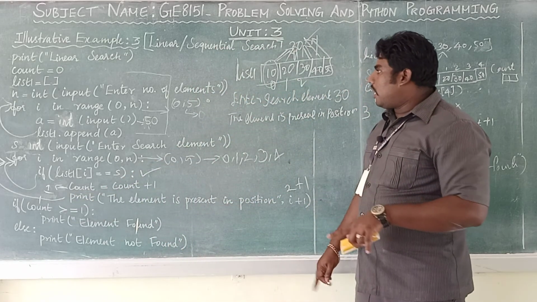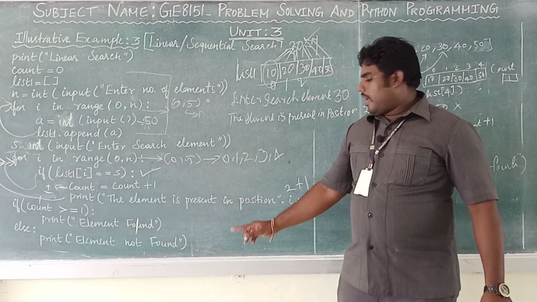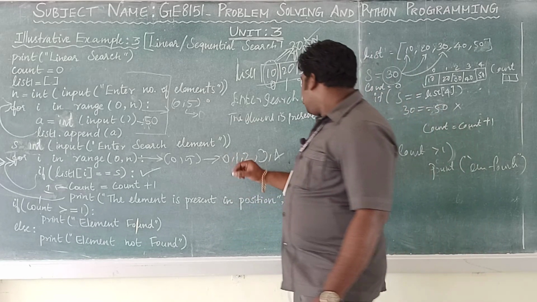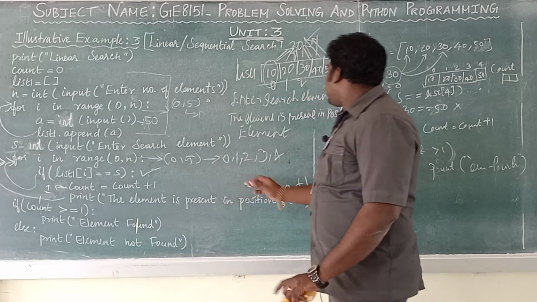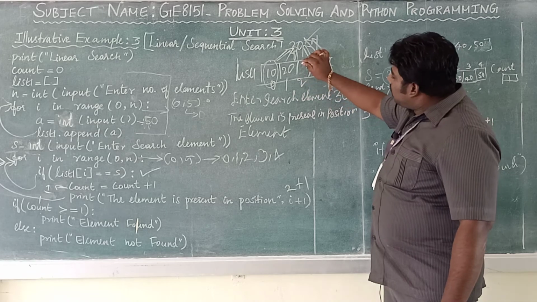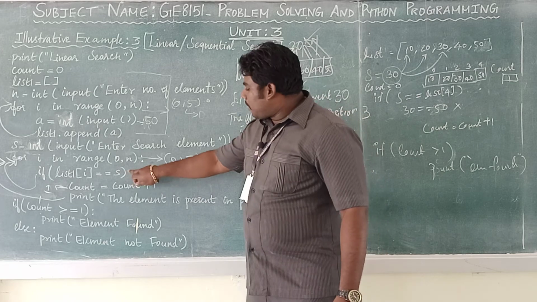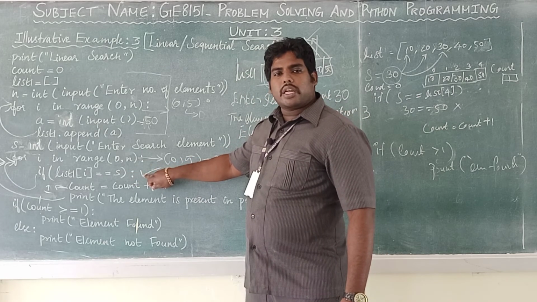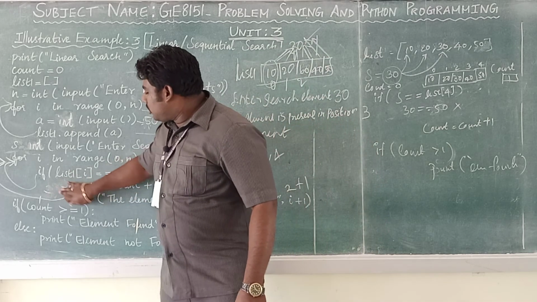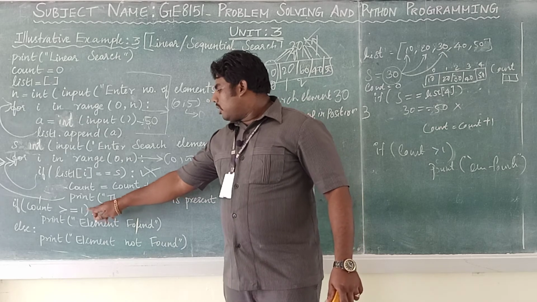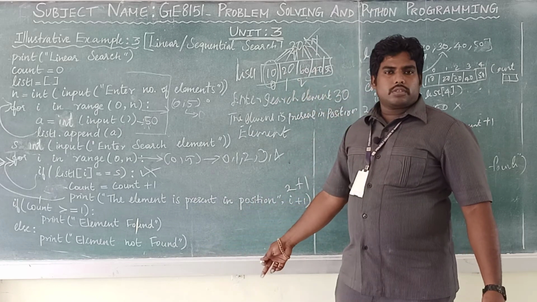If count greater than 1, now what's the count value? Count is 1. If count is greater than or equal to 1, I will print element found. You will get the output element found. Suppose no element is found, for example 60, then this condition will not be executed, so the counter will not be increased. Counter is 0 only. At that time, it will print element not found.